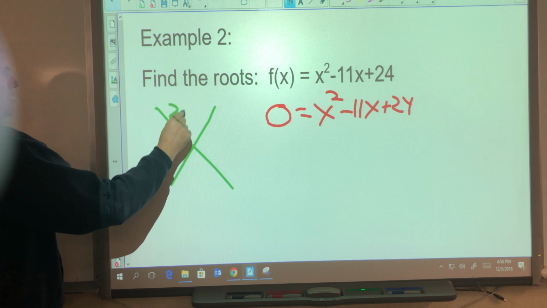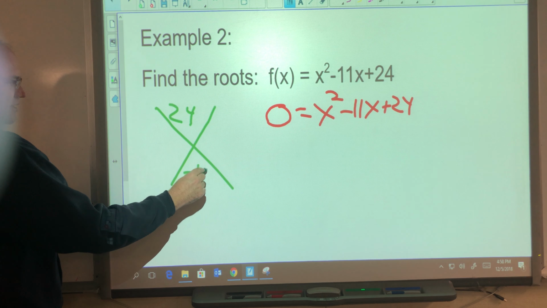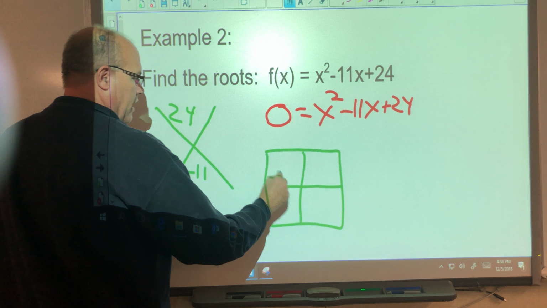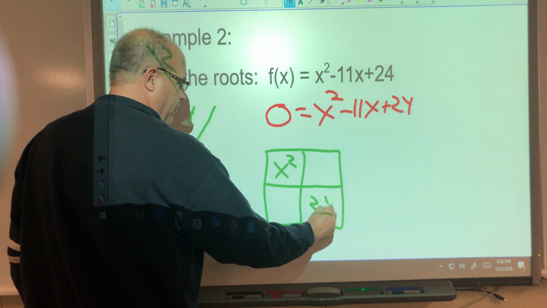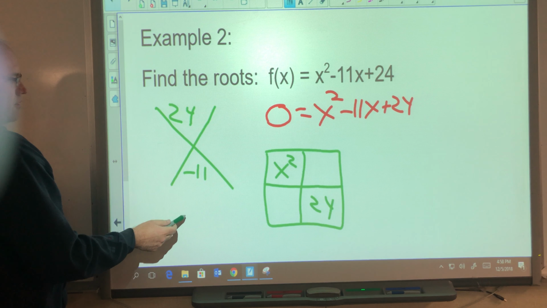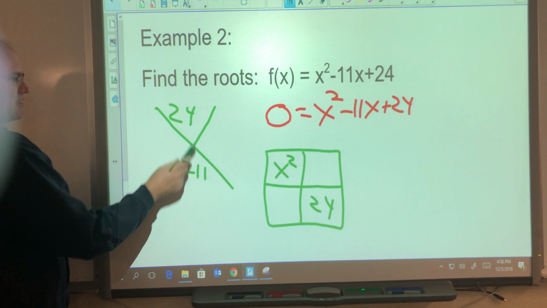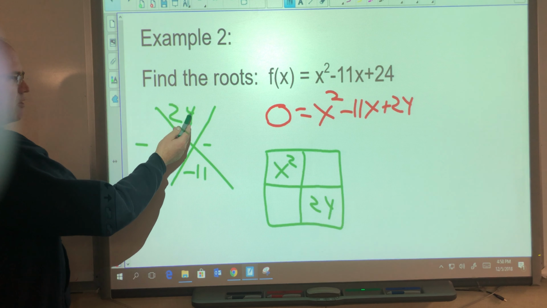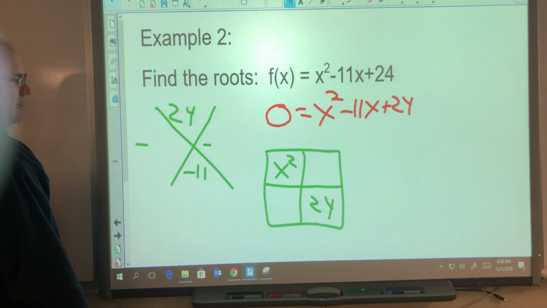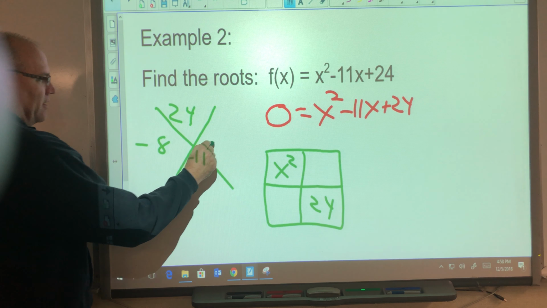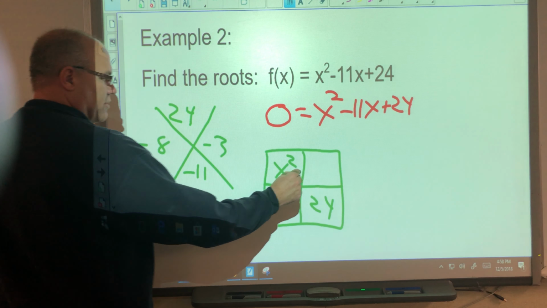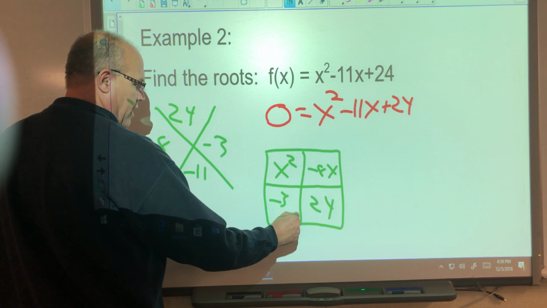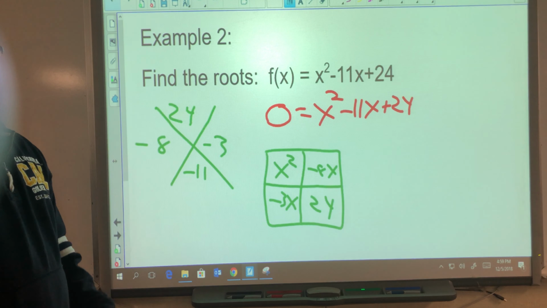So two numbers that multiply to 24 and add to negative 11. Here's x squared, 24. This is positive, this is negative, so I know they're both negative. Now factors of 24 that add up to 11: 8 and 3. So it's negative 8 and negative 3. So it's going to be negative 8x and negative 3x. Again, I did that pretty fast.